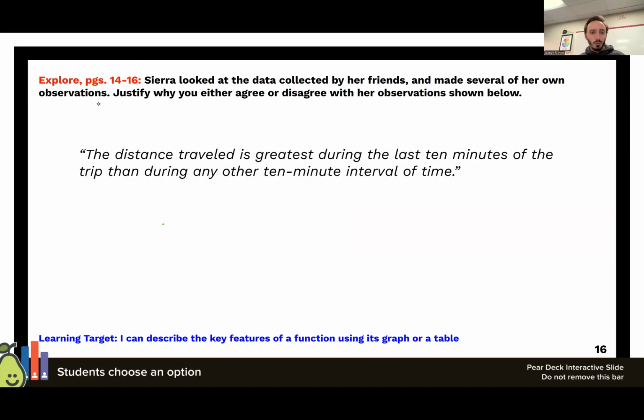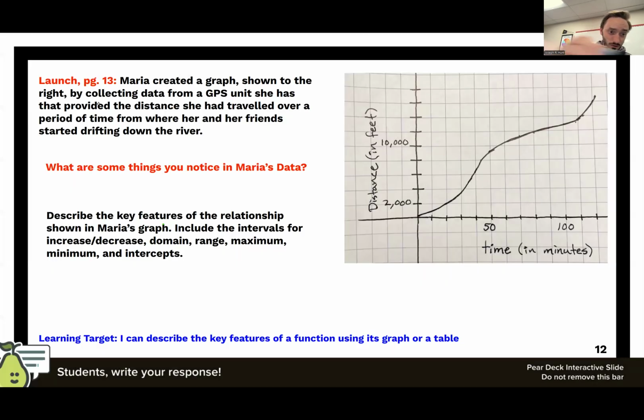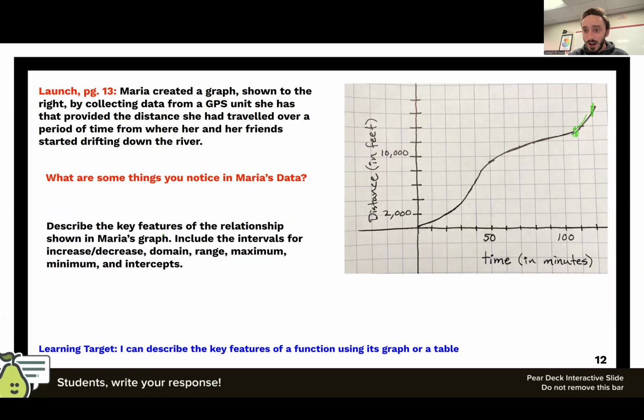This question here, the fourth one, says the distance traveled is greatest during the last 10 minutes of the trip than during any other 10-minute interval of time. It might be helpful to go back and look at the graph. In the last 10 minutes of the trip, if I highlight from here to here on the graph in green, it looks like they're traveling maybe 3,000 feet or so. What we're trying to argue is whether that's the fastest increase we see in the entire graph across a 10-minute span of time.